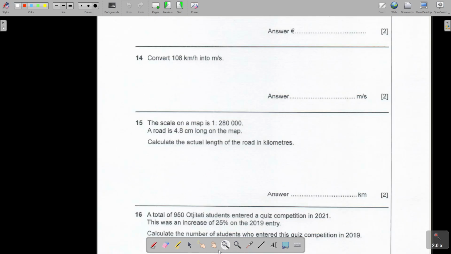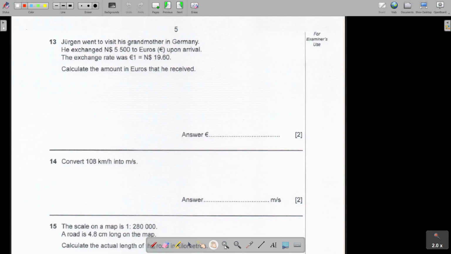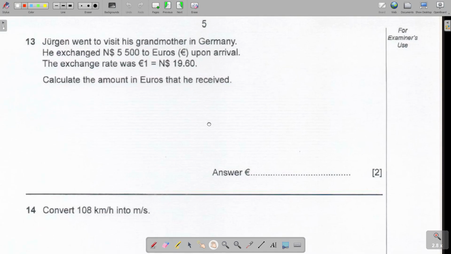And let's see how this question is going. Still very simple questions, which is very nice, especially if it's your first paper. Okay. And now this is Jürgen. He wants to visit his grandmother in Germany, question 13. He exchanged 5,500 to euro upon arrival. The exchange rate was 1 euro is 19.6. Calculate the amount in euros that he received.